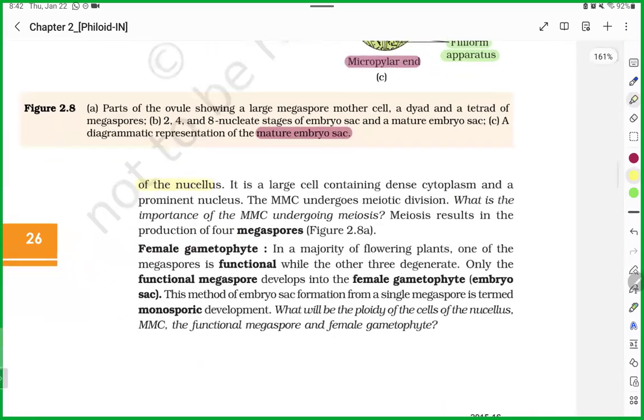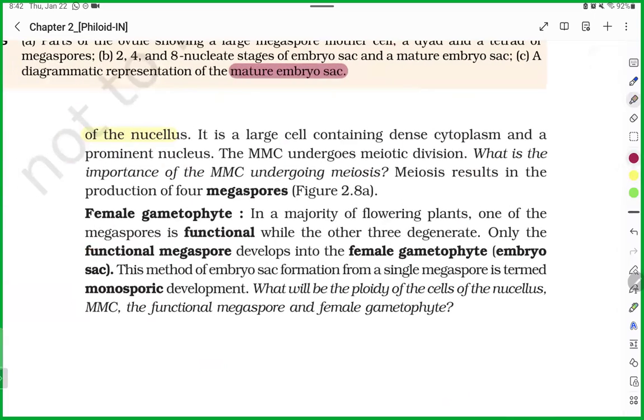So this feature is also important. We ignore this large cell containing dense cytoplasm and prominent nucleus. Megaspore mother cell. Why dense cytoplasm? Because it is undergoing cell division. Any cell that is undergoing rapid cell division will have dense cytoplasm and prominent nucleus. Same thing happens in the case of meristematic cells also. Make sense? They divide fast, that's why it happens.